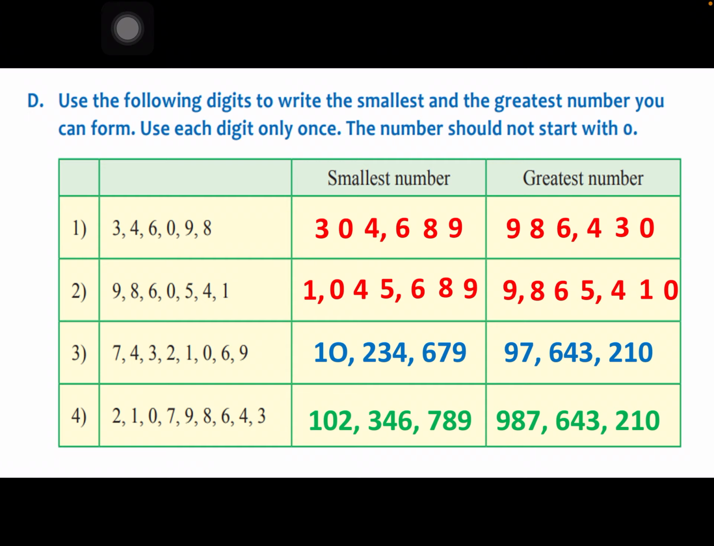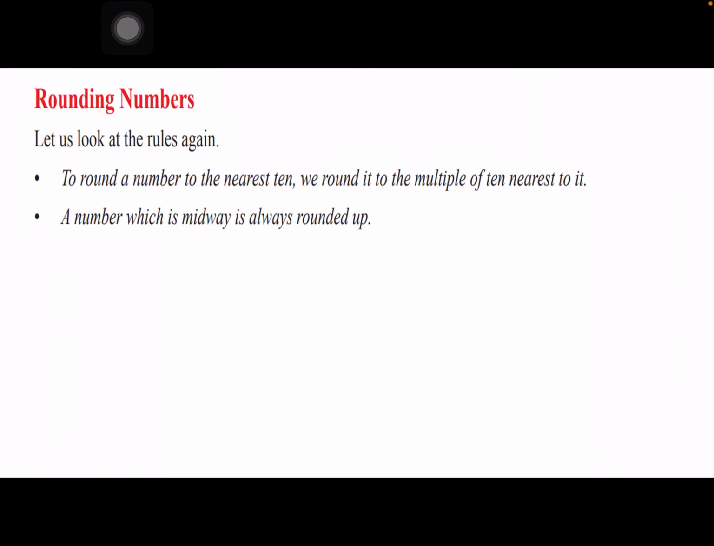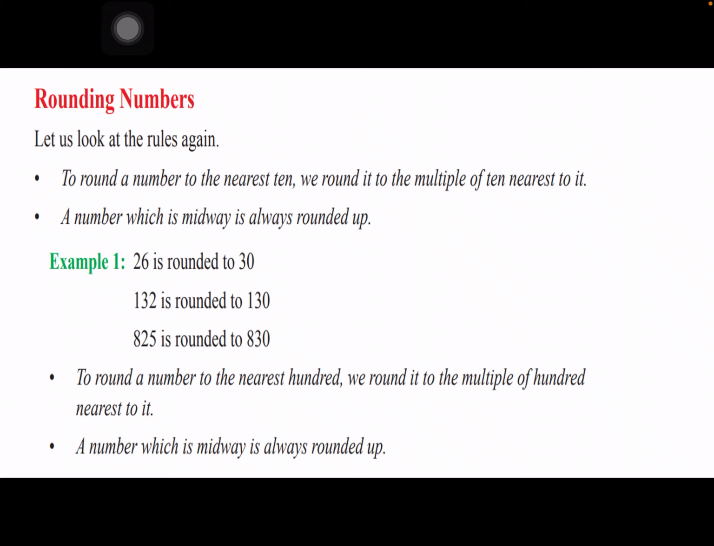Okay, very good. Now let's move to our new lesson about rounding numbers. What is rounding numbers? To round a number to the nearest 10, we round it to the multiple of 10 nearest to it. A number which is midway is always rounded up.